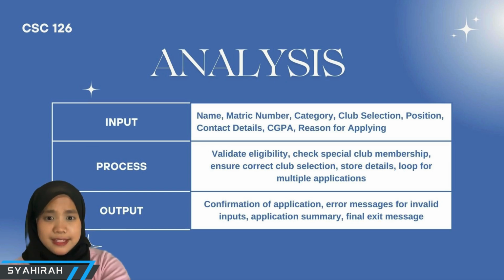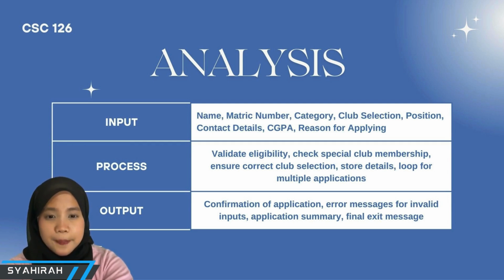Next, let me explain the analysis. When a student applies for a position, they input their details like their name, matric number, category, chosen club, position, contact info, CGPA, and why they are applying. Think of this as filling out a basic form. Now, what happens next? The system processes everything.